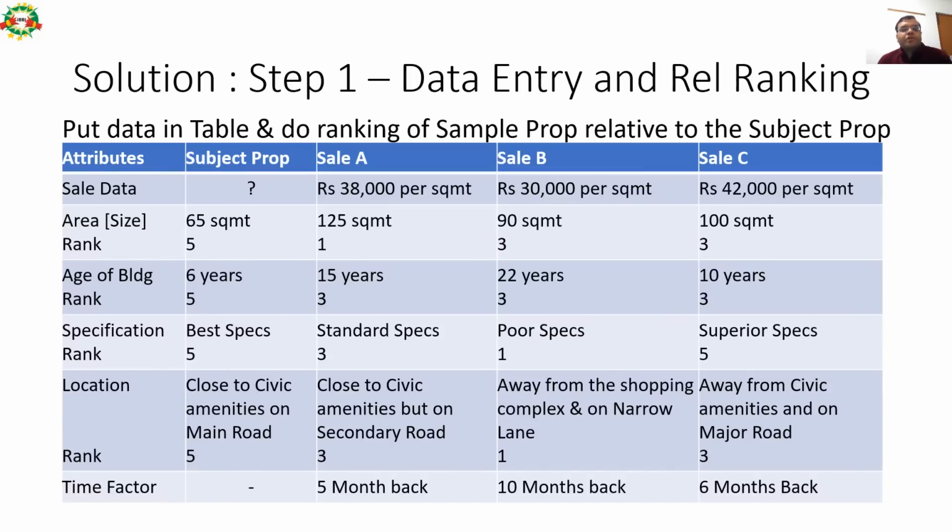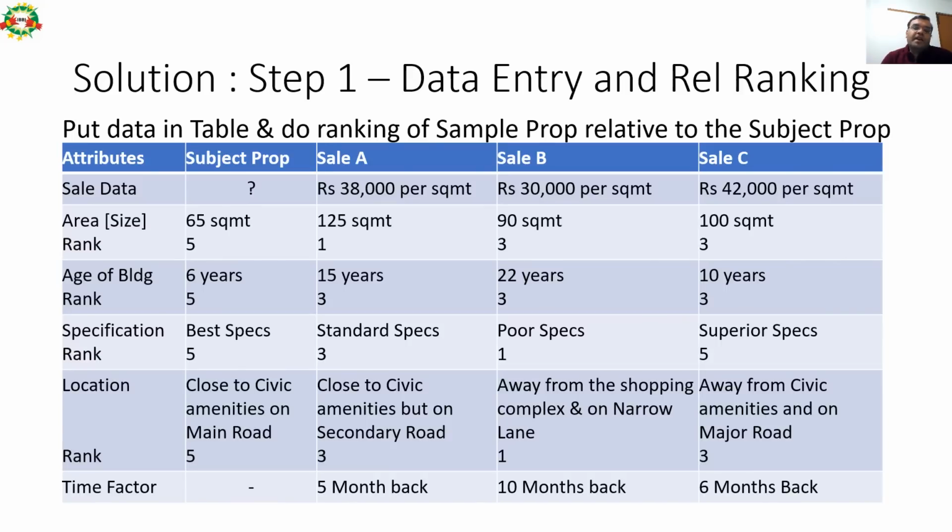First step of solving the problem is that we have to put all data which has been given in statement format into a tabular format for easy understanding and solving the problem and for doing the ranking of the data. So the first column will have the attributes of the property, then the subject property, then property A, property B, and property C. The sale data is the rate per square feet of the property. In the first column put a question mark just to remember that we have to calculate this figure in the examination. For sale properties A, B and C, the actual sale price or per square feet rate of these three properties has been given in the question. So please note down these data.